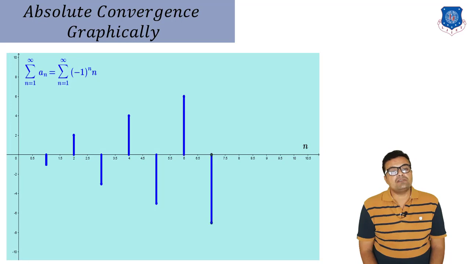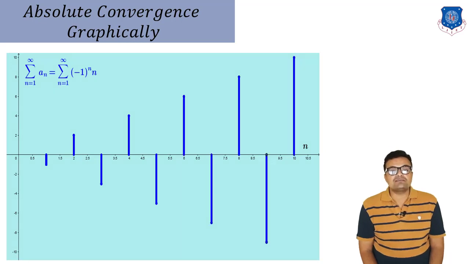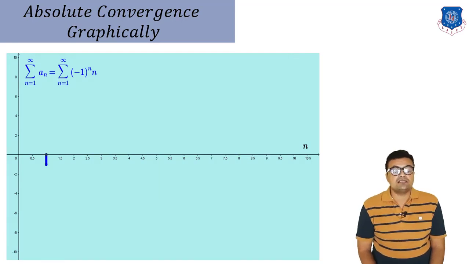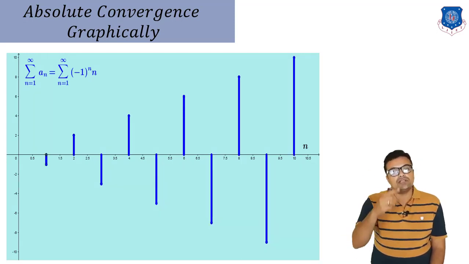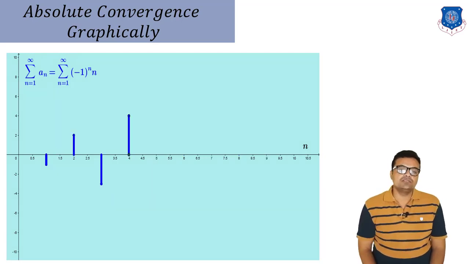Initially n is equal to 1, so it is minus 1 raised to 1 into 1, which is minus 1, so it is below the x-axis. Then for n equal to 2, it is minus 1 raised to 2 into 2, which is plus 2, so it is above the x-axis, and so on. It will keep on fluctuating its value.